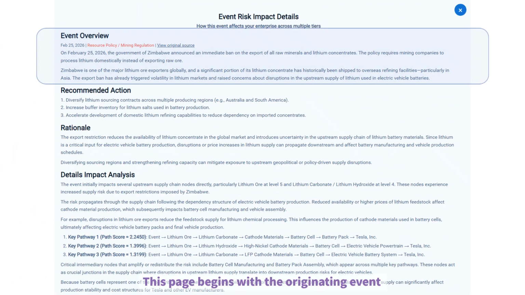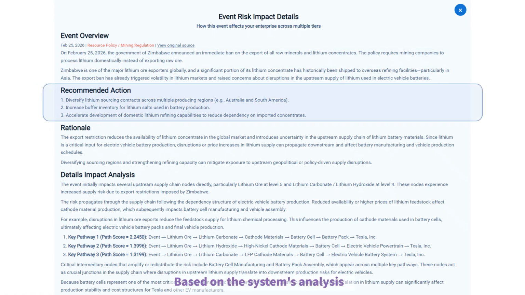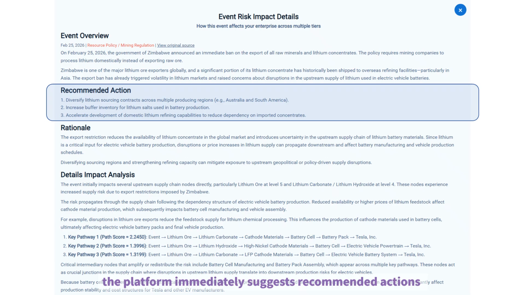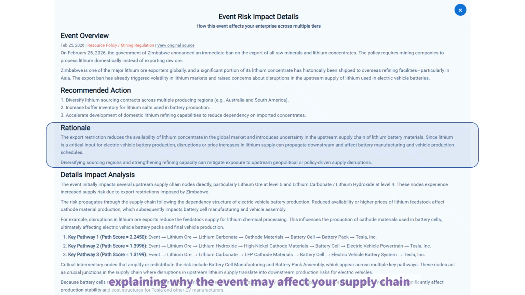This page begins with the originating event, including its time, source, classification, and supporting evidence. Based on the system's analysis, the platform immediately suggests recommended actions. For example, evaluating alternative suppliers, adjusting sourcing routes, or preparing mitigation strategies. Each recommendation is supported by a clear rationale, explaining why the event may affect your supply chain.